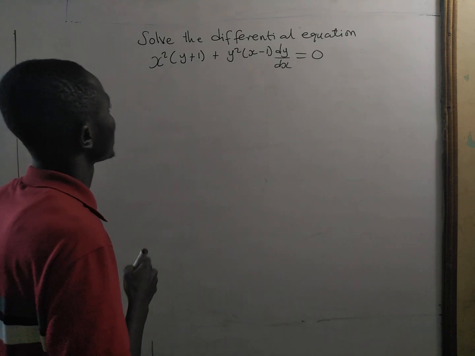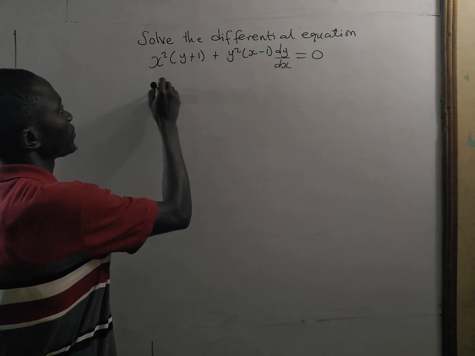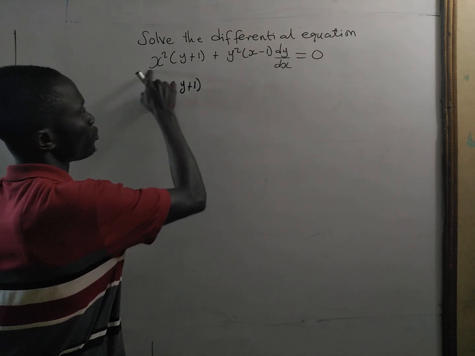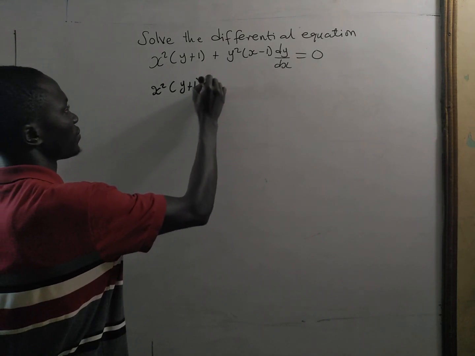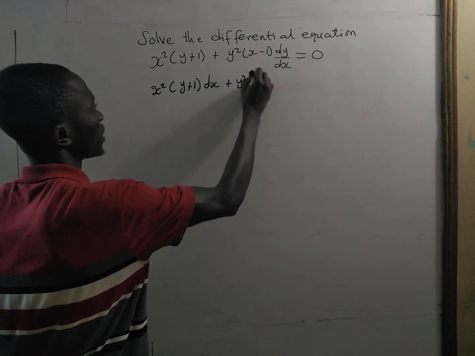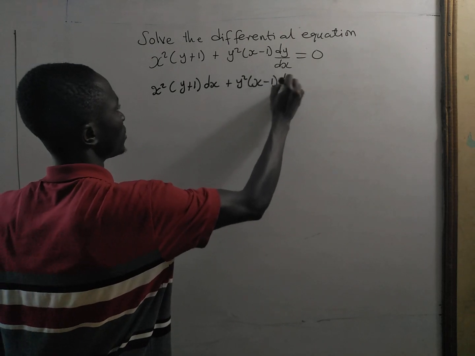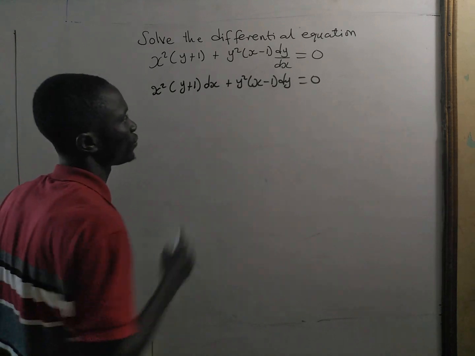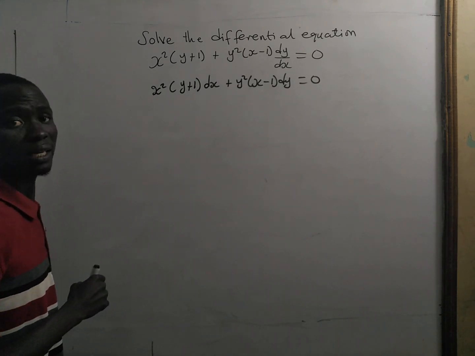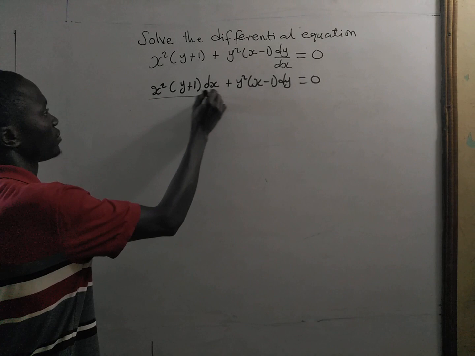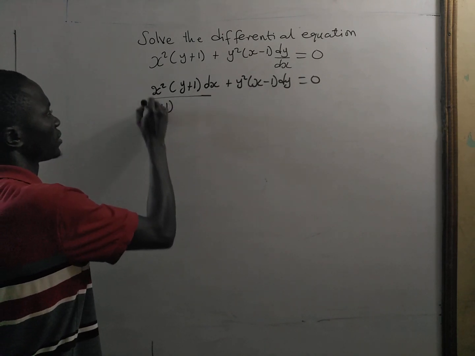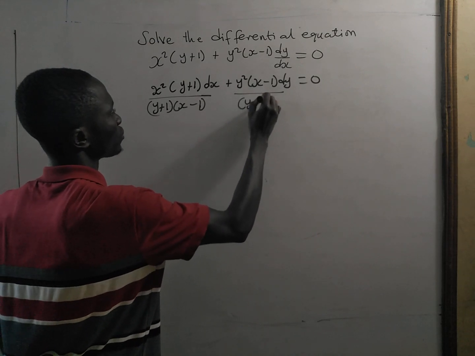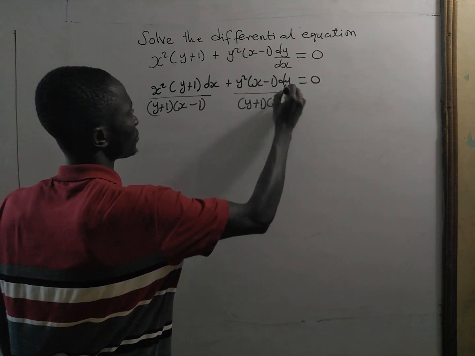This is the same as writing x squared times (y plus 1) dx plus y squared times (x minus 1) dy equal to 0. Then let's divide through by (y plus 1) times (x minus 1).